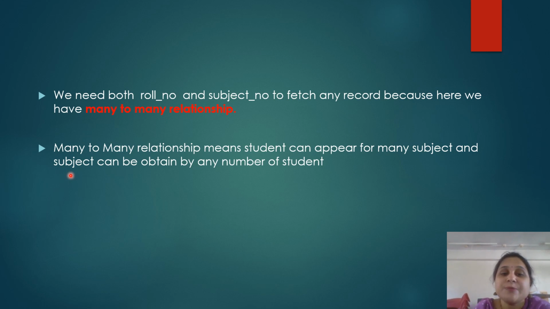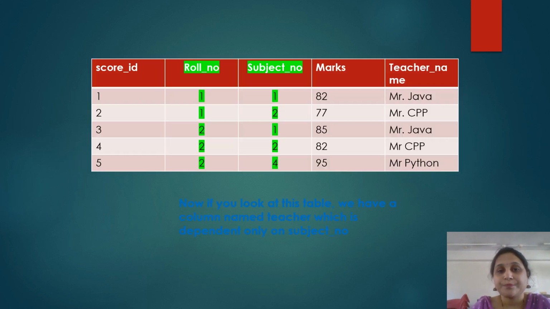A many to many relationship means a student can appear for more than one subject, and a subject can be obtained by any number of students. Many students can learn many subjects, and one particular subject can be obtained by many students. So it is a many to many relationship here. Hence we need roll number and subject number together to identify the marks.